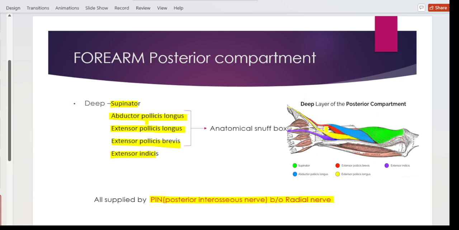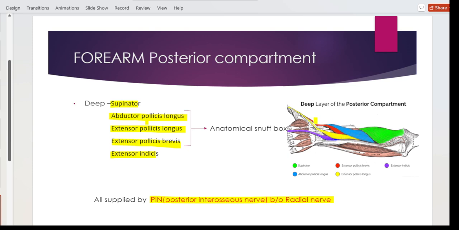Okay, let's identify these muscles. This muscle is the supinator, and this one is the abductor pollicis longus, and this is the extensor pollicis brevis, and this is the extensor indicis. It is going toward the index finger. That's why it is the indicis. This is the pollicis longus. This means extensor pollicis.